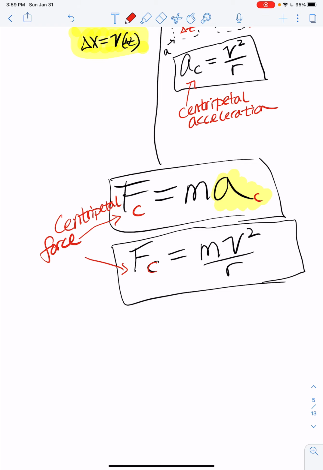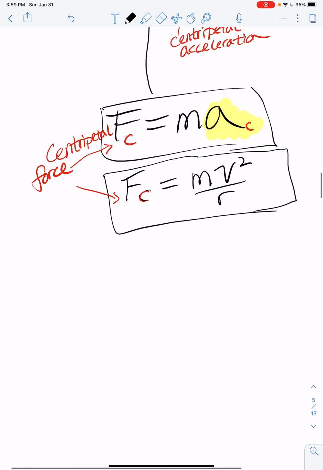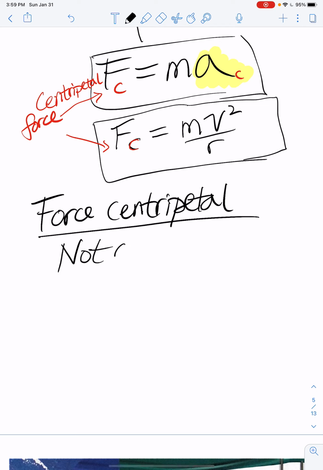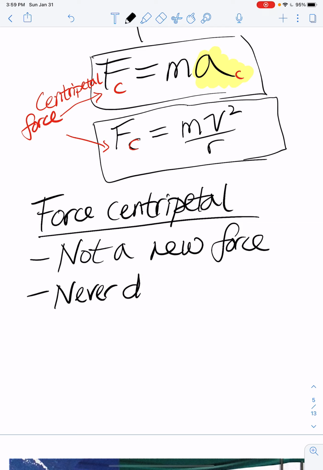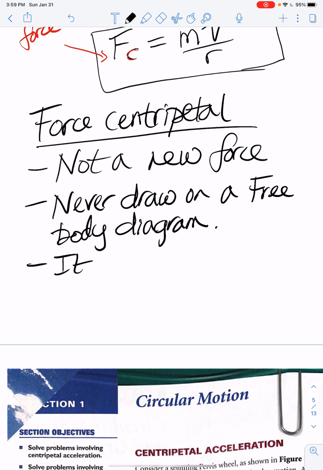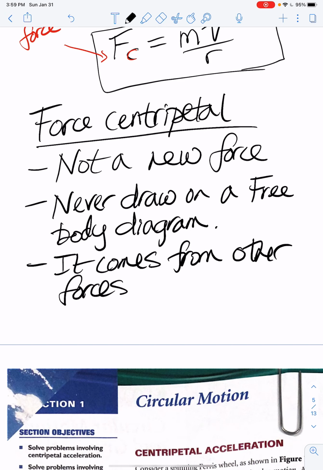Okay, so finally, I guess the end idea here would be that force centripetal is not a new force. Meaning that it comes from other forces. So we never draw this on a free body diagram. So it comes from other forces.